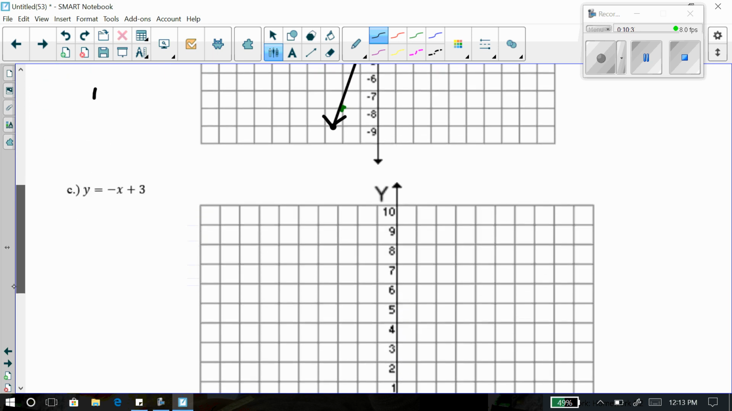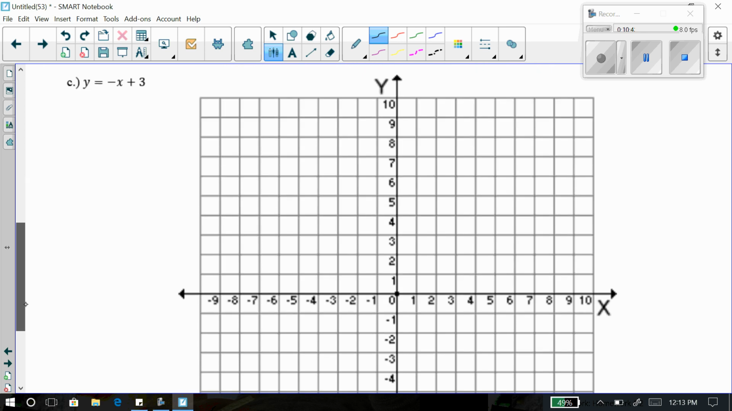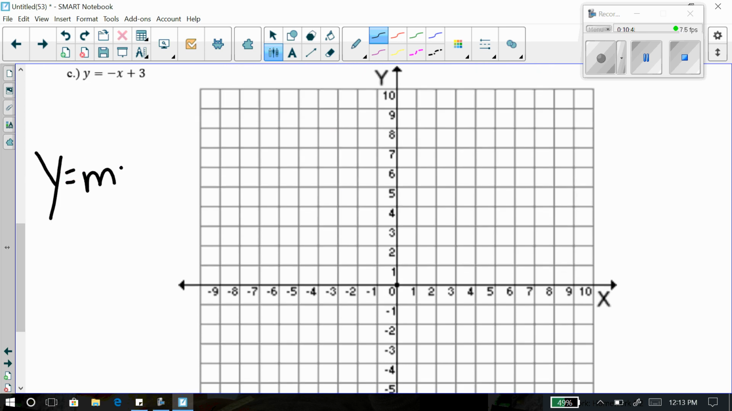Let's do one more example here. Ooh, this is tricky. Okay. Y equals mx plus b. So again, b is my starting point. So this tells me I'm going to start at 3, but I don't see a number in front of the x. Remember, if nothing's there, it's actually a 1. So it's a negative 1 over 1.